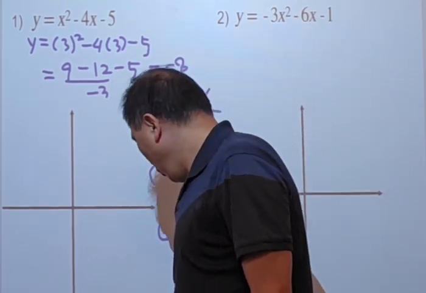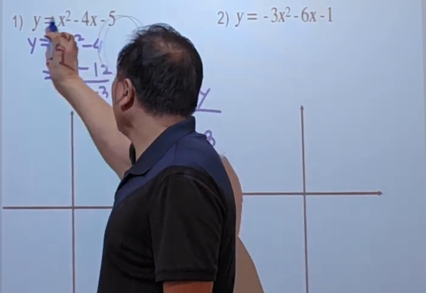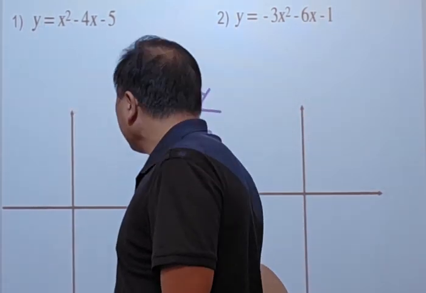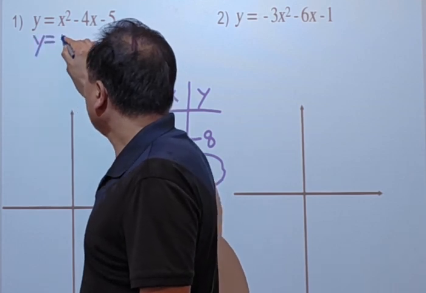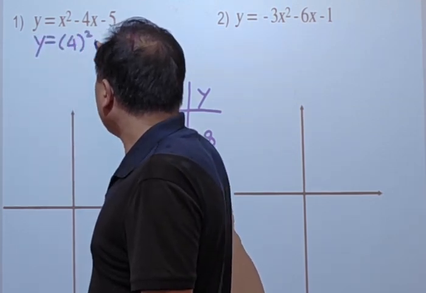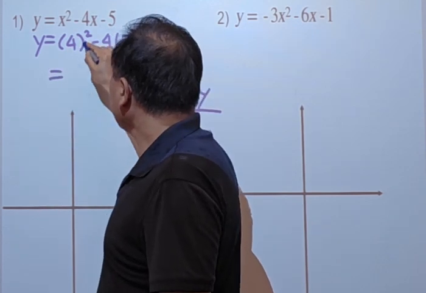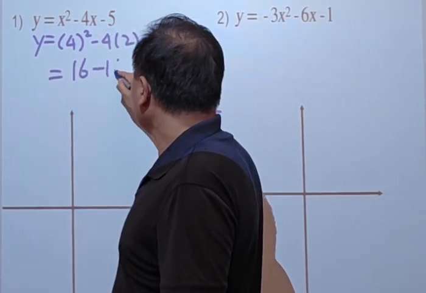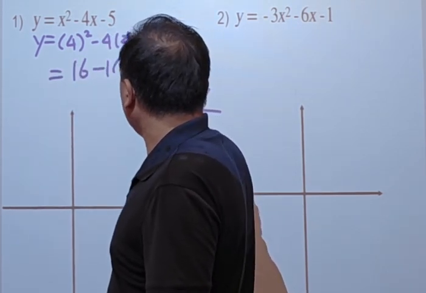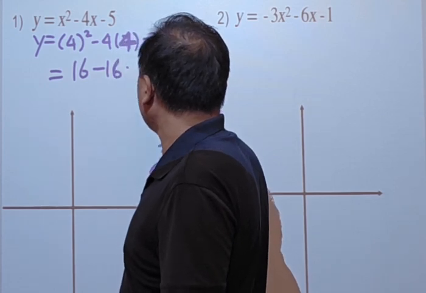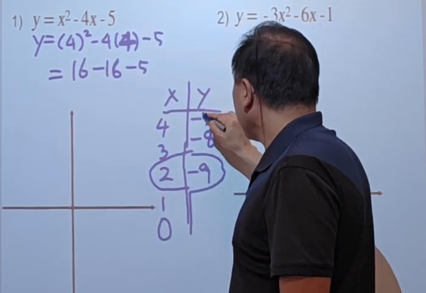And then let's plug in 4 for the x value. So y equals 4 squared minus 4 times 4 minus 5. So this is 16 minus 16, and minus 5. So this is minus 5.